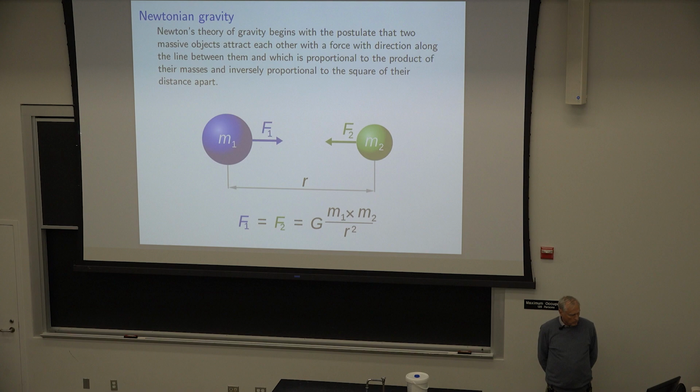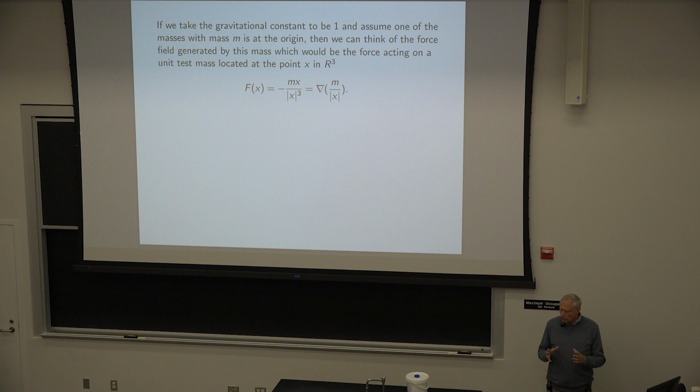And so there's a little picture of that. So that's the starting point, and we can understand that a little better by thinking of the force field associated to a massive object. Imagine putting a massive object at the origin in R3, with mass m, and then you could look at any point in R3 and ask what would be the force on a unit test mass at that point.